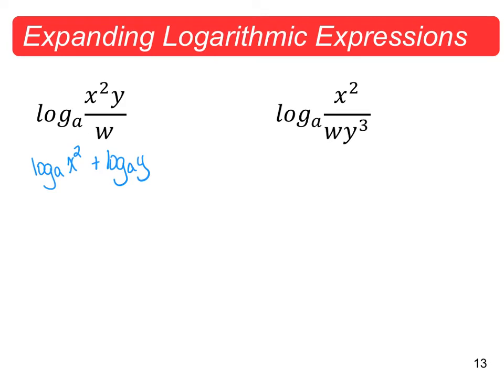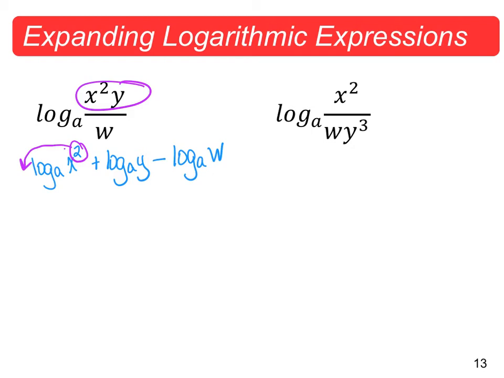Now, both of those are positive because they're both in the numerator. That's why those are both positive. Now, my w is in the denominator, so I am going to subtract log base a of w. Okay, so I used the product rule and I used the quotient rule. Okay, now I've got to go back and use the power rule, and that just goes right there.